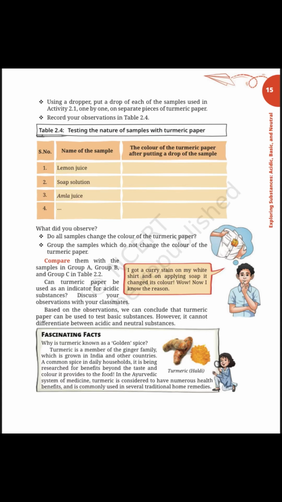Fascinating facts. Why is turmeric known as the golden spice? Turmeric is a member of the ginger family which is grown in India and other countries. A common spice in daily household use, it is being researched for benefits beyond the taste and color it provides to the food. In the Ayurvedic system of medicine, turmeric is considered to have numerous health benefits and is commonly used in several traditional home remedies.